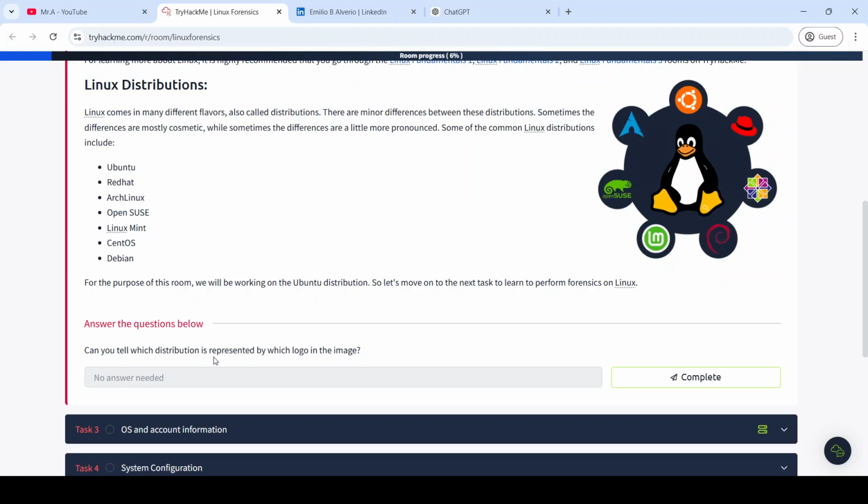Can you tell which distribution is represented by which logo on the image? So just click on complete.